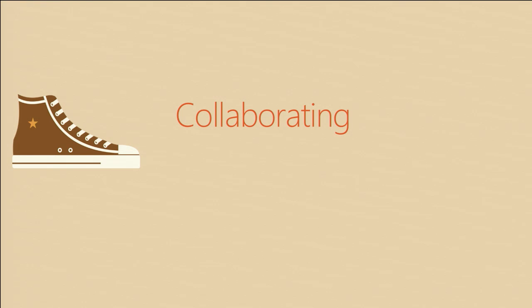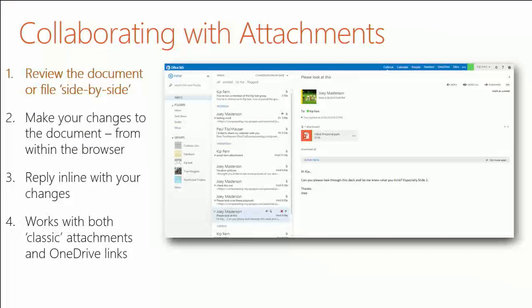On the collaborating side now, where I'm actually going to be doing some editing and I want to get feedback in a group of people or with individuals, we have a new way of doing that as well. So the first step here is I get an attachment. And what's the first thing you do with an attachment? You're going to look at it. You're going to click on it to see what that file is.